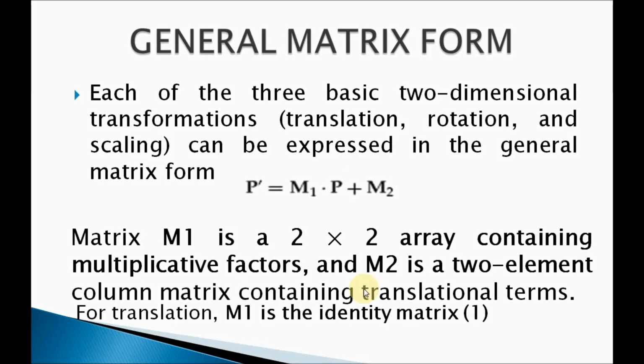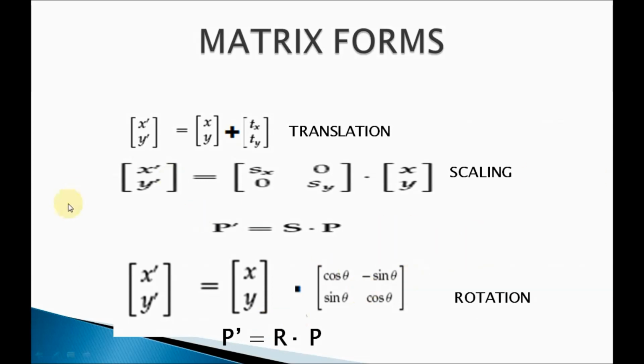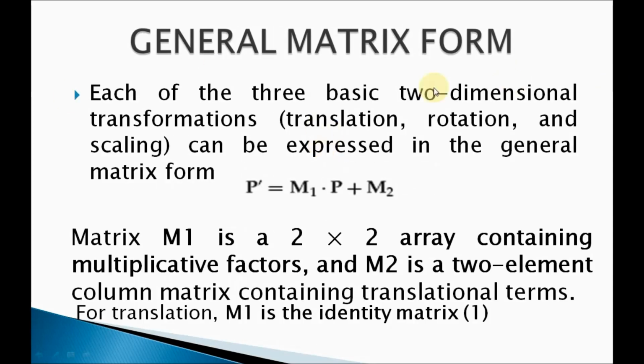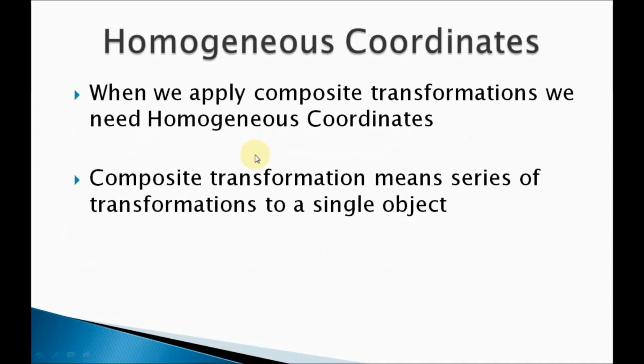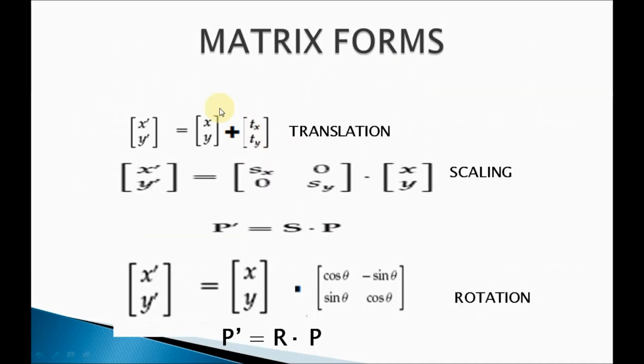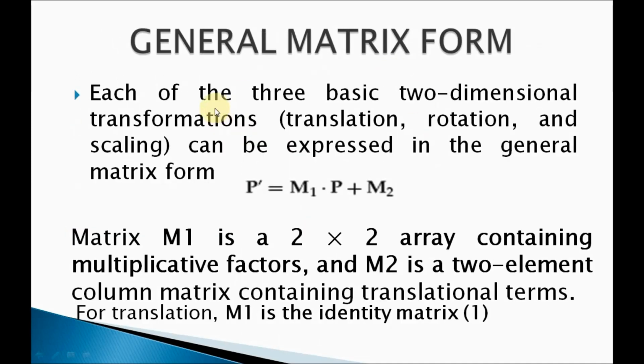So this is one way to represent the matrix forms for different transformations. You can represent these matrices in a different way also, that is possible. So this is another way of representing the transformations in a matrix format, right? This is also right, but you can represent it in another way also.